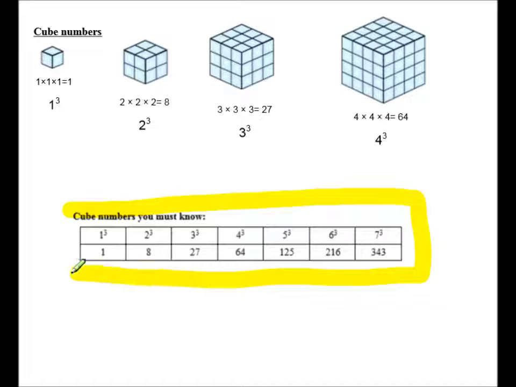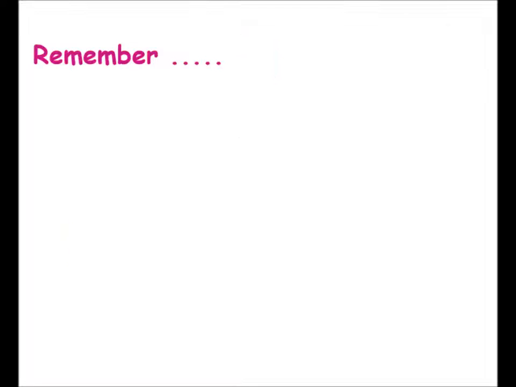off by heart. There are certain things in maths that you have to learn, and you can't just reason them out. So the square numbers, you have to know up to 13. The cube numbers, you have to know up to the cube of 7. You must recognize them, and you must know the answers.